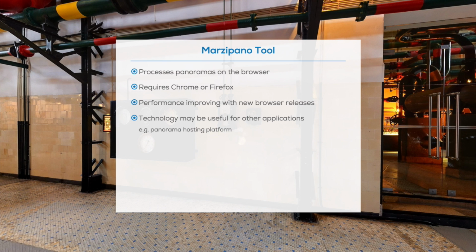The technology which is behind the tool can also be useful for other applications. For instance, if you have a web platform where people can upload their panoramas, the way you usually do it is that the person uploads a big image to the server, and then it's processed on the server. And of course, this requires resources. But if you were to use the technology that the Marzipano tool uses, you could actually do all the processing in the browser and then just upload the tiles to your storage service or even directly to Amazon S3. This has the potential for saving some resources.